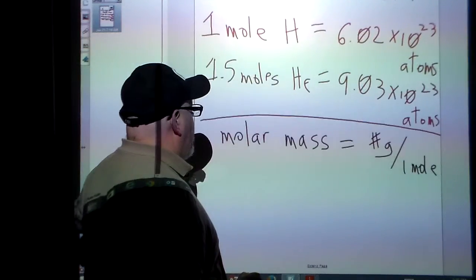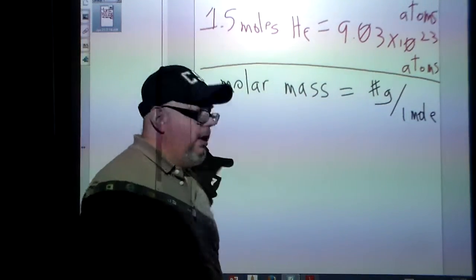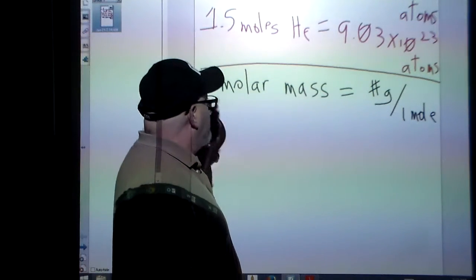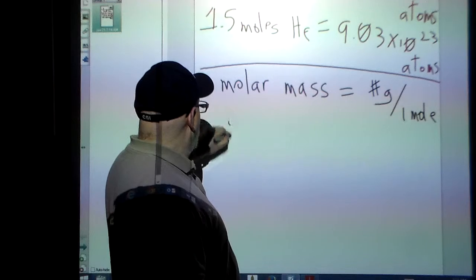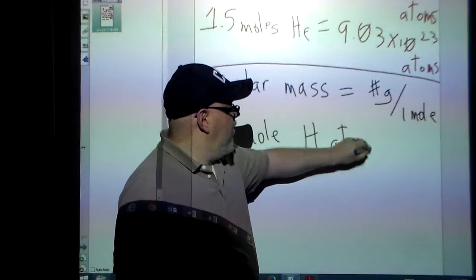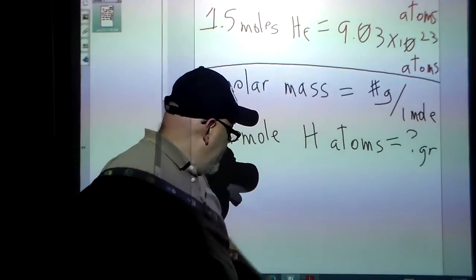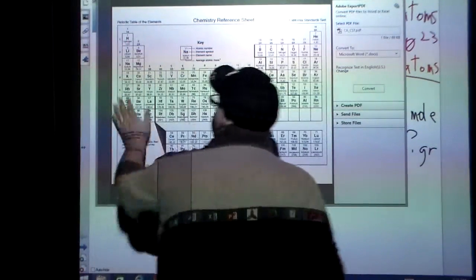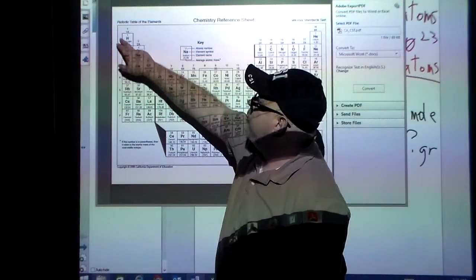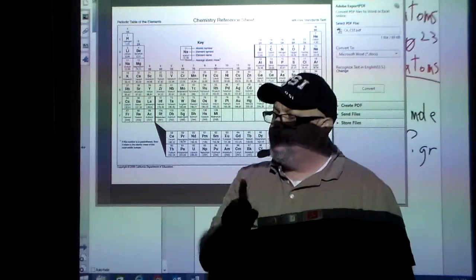Now we look at molar mass here, and we see how many grams there are in a mole of something. The molar mass is going to be grams per mole. So why don't we do that for 1 mole of hydrogen atoms equals how many grams? Where would you find that information? You would find that information on your periodic chart. We go back to the periodic chart and look for hydrogen. Oh, there it is. And notice I only said H, not H2. There is definitely a difference.